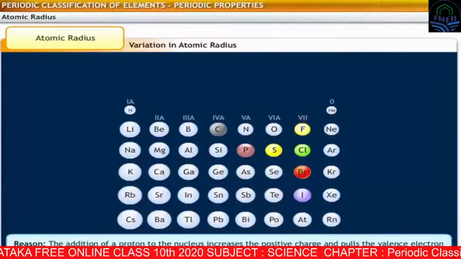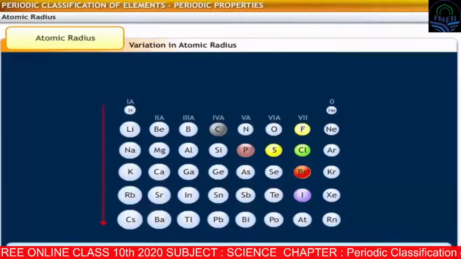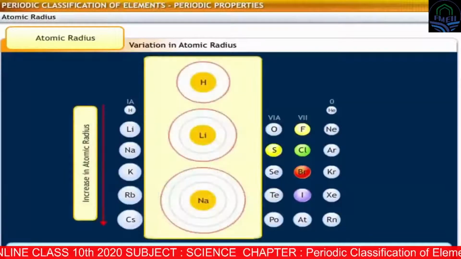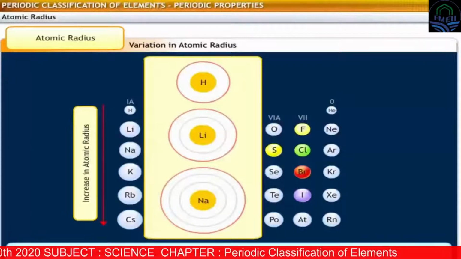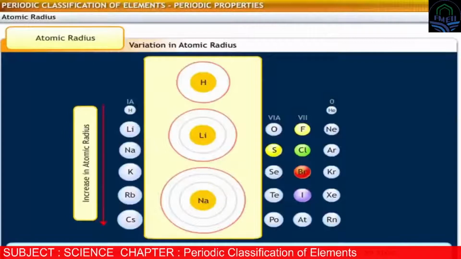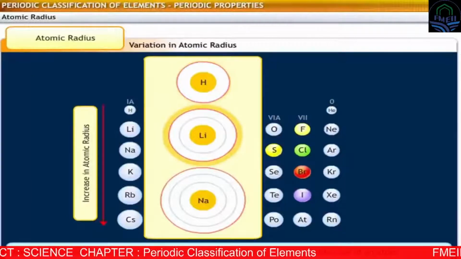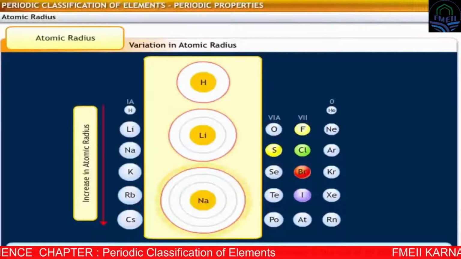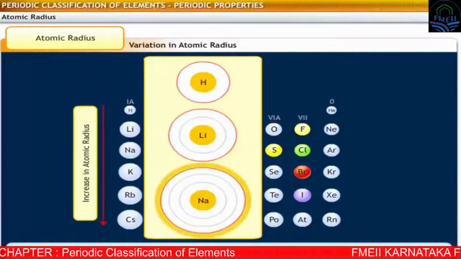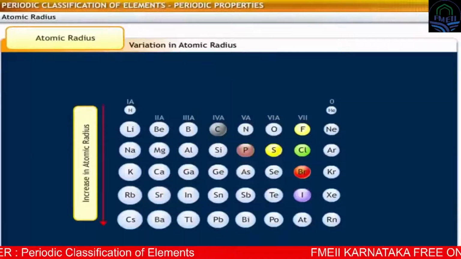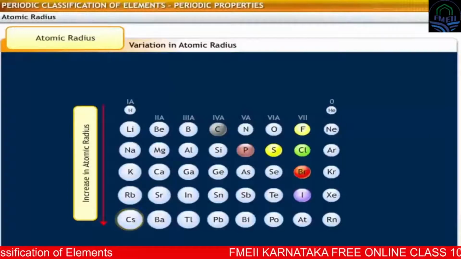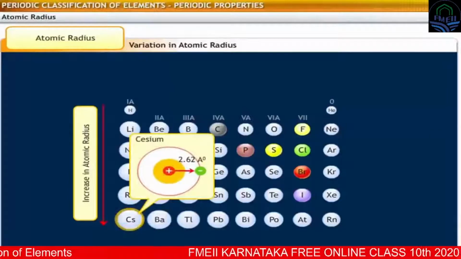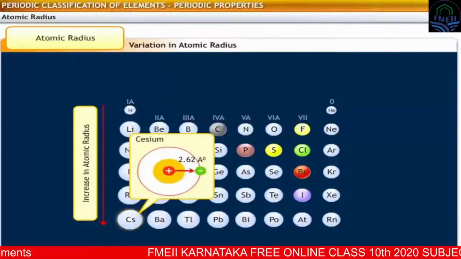On the other hand, atomic radius increases down a group. This is because when you go down a group, electrons enter a new principal energy level, and the number of shells in the atoms increase. Therefore, the size of an atom increases down the group. In the periodic table, cesium, Cs, an alkali metal, has the highest atomic radius of 2.62 angstrom units.